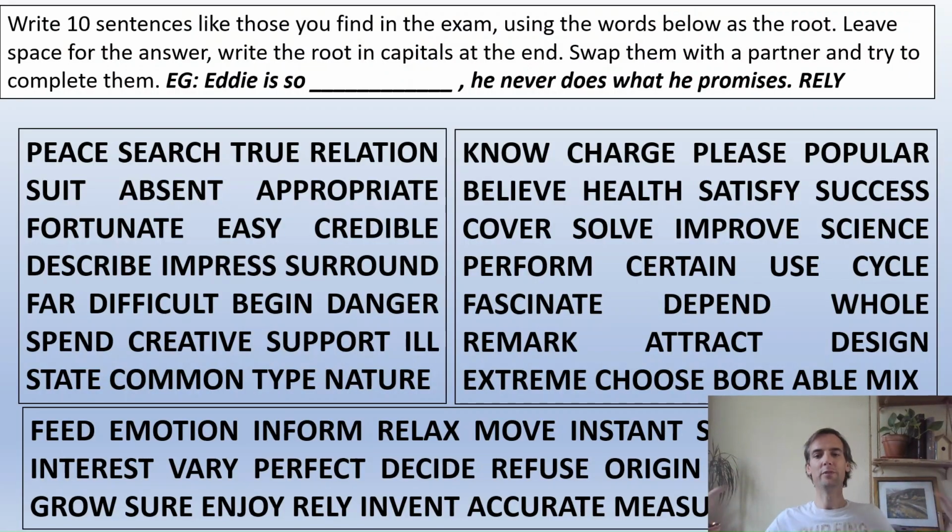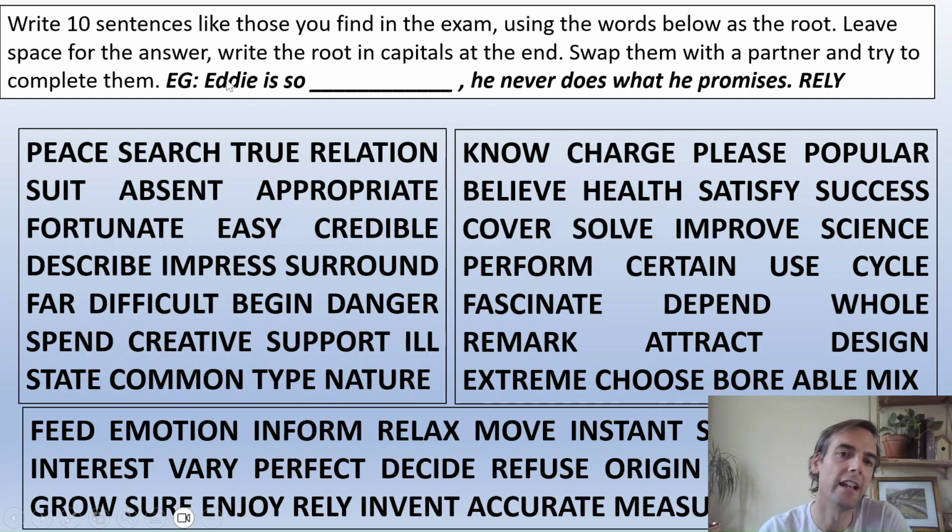Here's my beautiful wall art that I designed myself to practice this. I've got a load of common root words, and your activity is to write sentences like those you would find in the exam using these words, really thinking about how we need to transform words. If you're doing this in class, swap them with a partner. If you're doing it by yourself, it's great practice to write some sentences by yourself to learn how to transform them, or send them to me, or send them to yourself in the future, something like that.